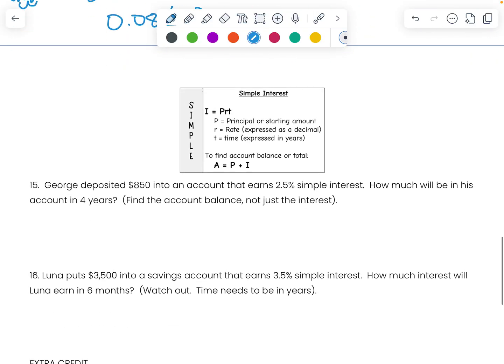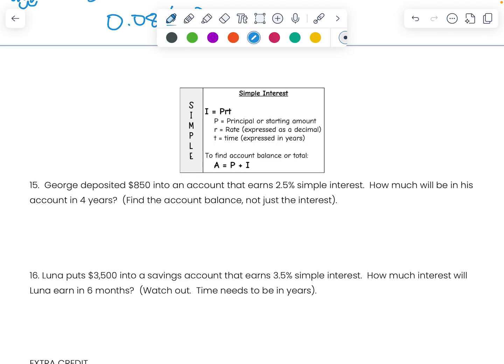Simple interest. Okay, simple interest says, are you on the back side? Yeah. Oh, you're so good. Simple interest says we're going to take I equals PRT. I always learned it as PERT without the E. And so principal, or your starting amount, rate expressed as a decimal because rate is the percent, time expressed in years, not months, but years.